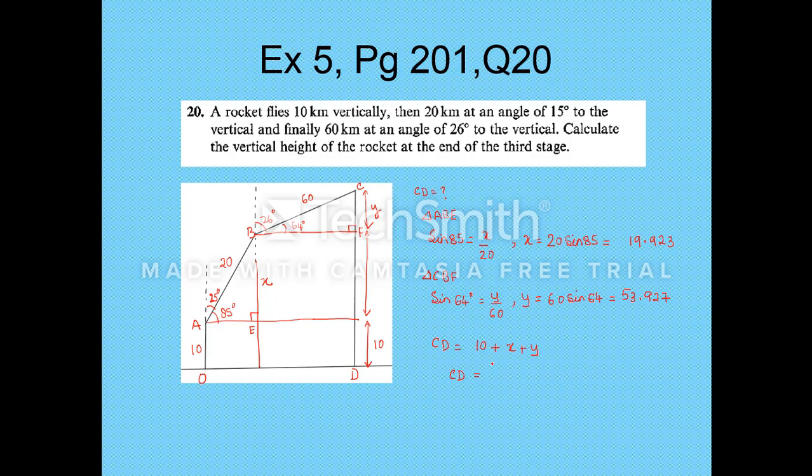which by the display of my calculator comes out to be approximately 83.251. Alright, so that does match with the final answer. So that is what the vertical height of the rocket will be in the last stage.